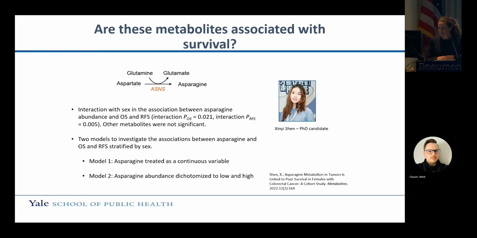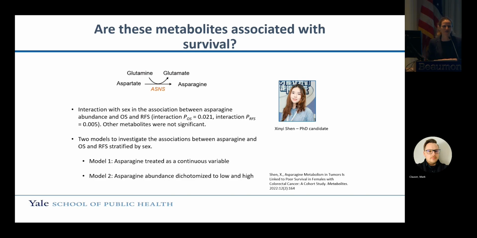At the time, Xinyi Shen, who's now a PhD candidate, was an MPH student in my lab. She's super talented. She wanted to look at the associations between all of these metabolites and prognosis. She first looked at the interaction with sex in the association between asparagine abundances and 5-year overall survival and recurrence-free survival. She did this as well for the other metabolites within this pathway, but we found that only for asparagine was there this significance. So it seems that sex could be an effect modifier for the association between asparagine and survival.